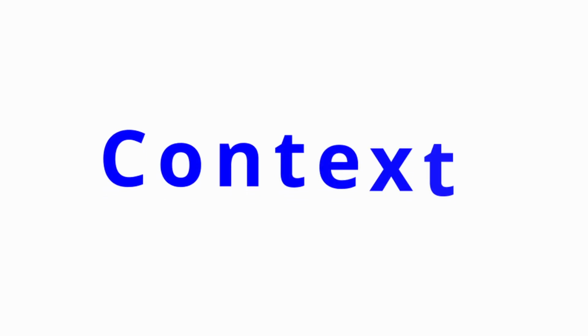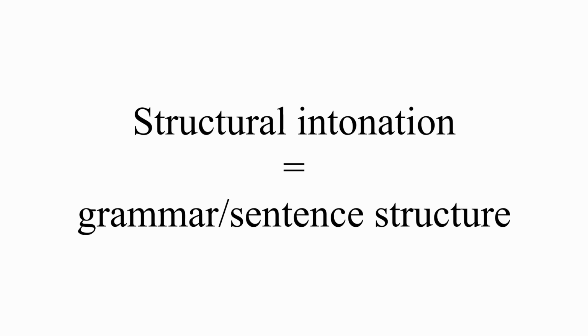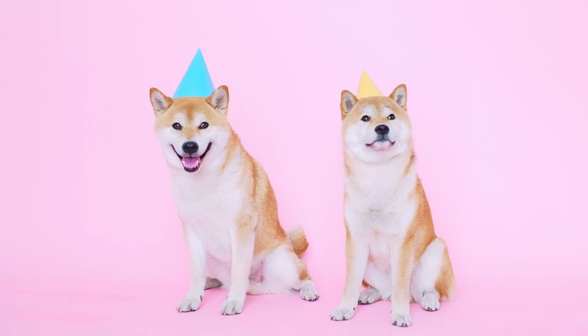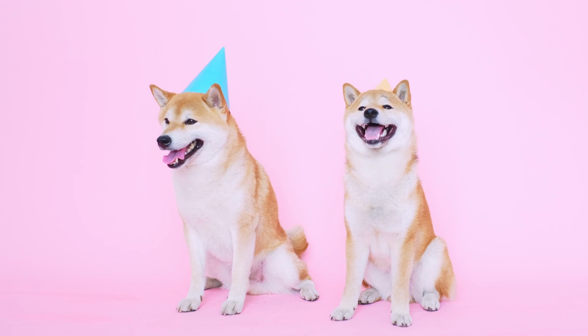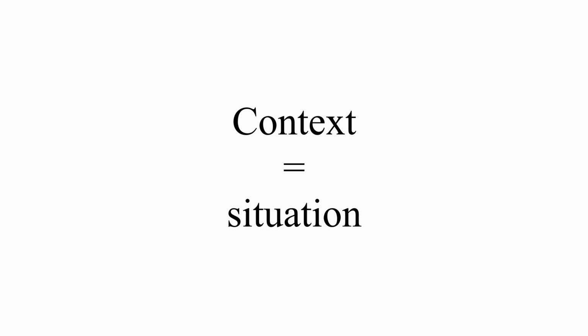In addition to purpose, the second big concept is context. In the broadest, most general sense, context is simply what you're talking about, where structural intonation might be a little more closely tied to the grammar and the structure of the sentence. When we're talking about context, it's more related to the vocabulary. So for example, if I'm talking about dogs, that's the topic. I'm not talking about cars. Or instead of the topic, context might be about the situation.